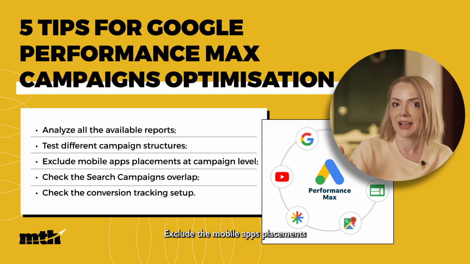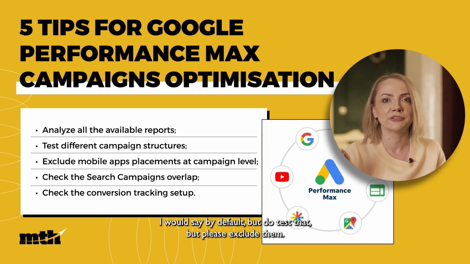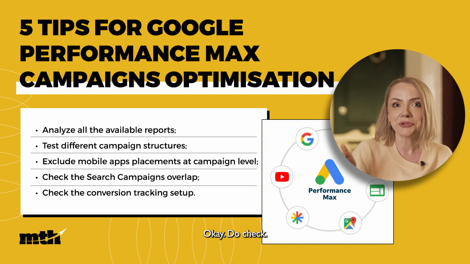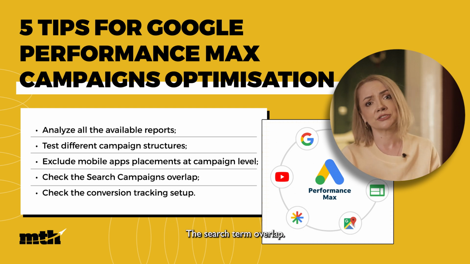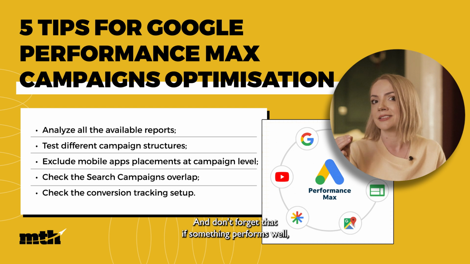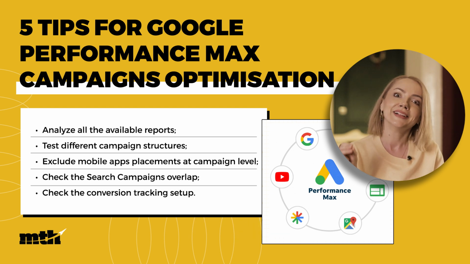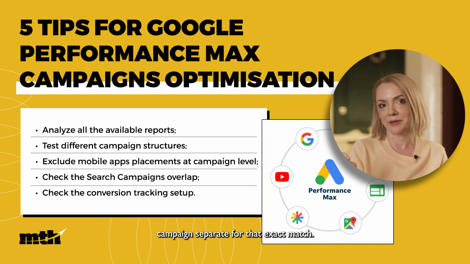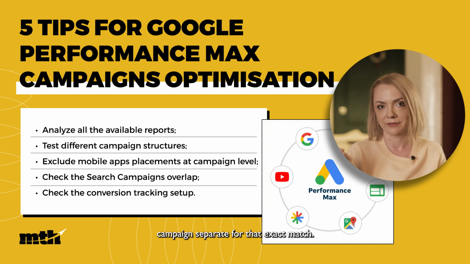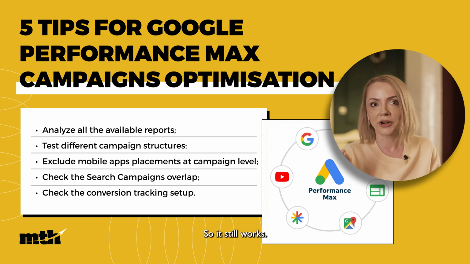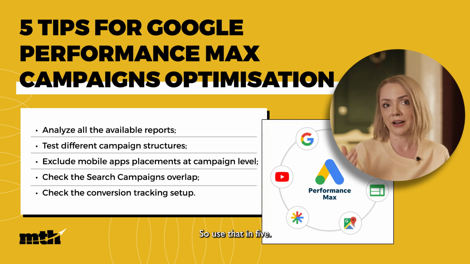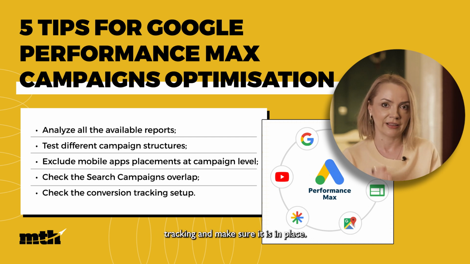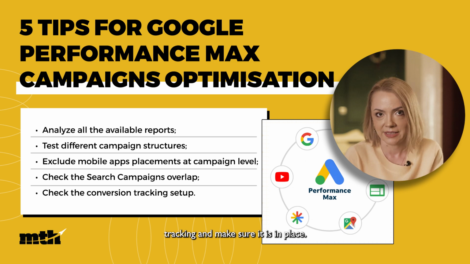Exclude the mobile apps placements, I would say by default, but do test that, but please exclude them. Okay, do check the search term overlap, and don't forget that if something performs well, like a keyword, you should definitely have a search campaign separate for that exact match, so it still works, so use that. And 5, but not least, do check your conversion tracking and make sure it is in place.